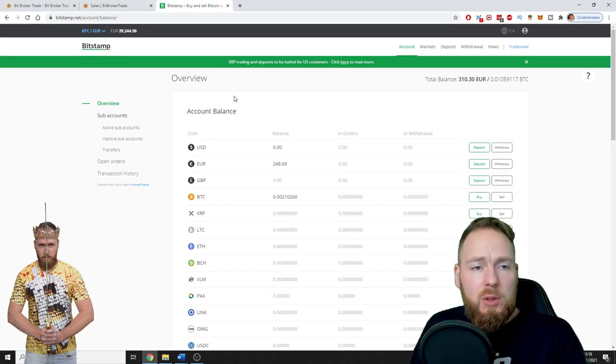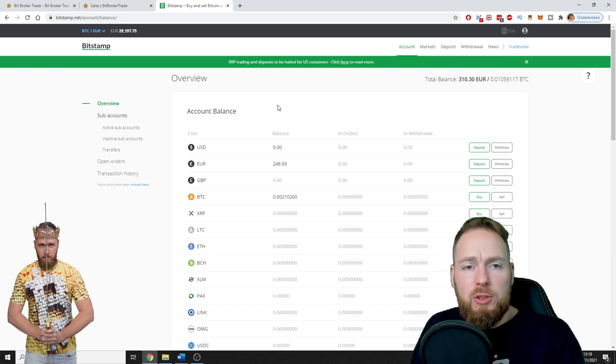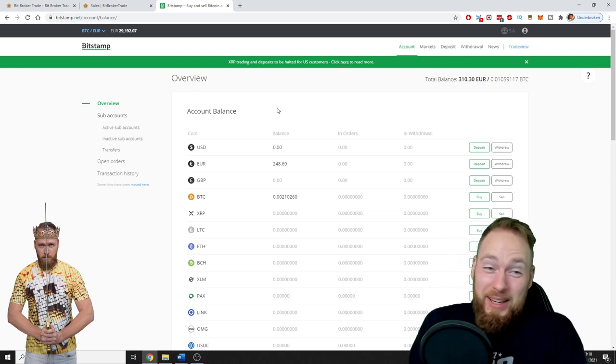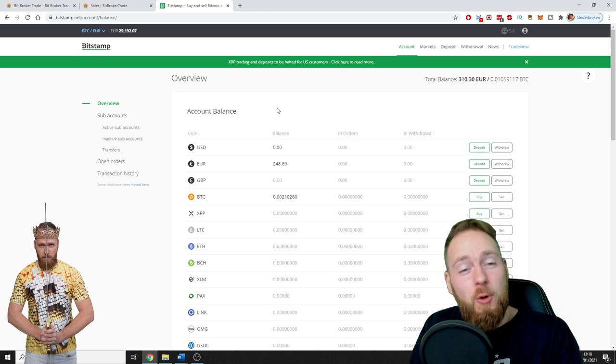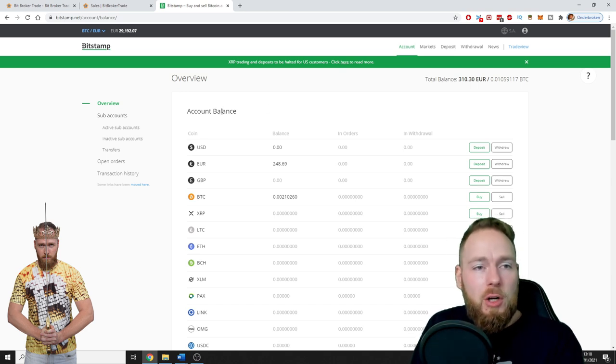moment. So the first exchange I connected through an API key. So very important, the trader can only trade with the money that is on the linked exchanges. So the trader cannot withdraw money, can only trade. So I started out with Bitstamp.